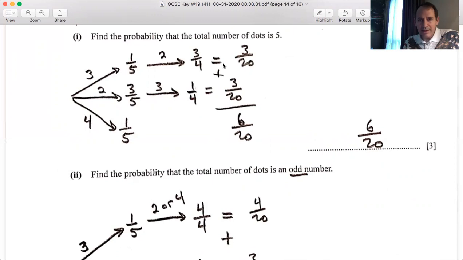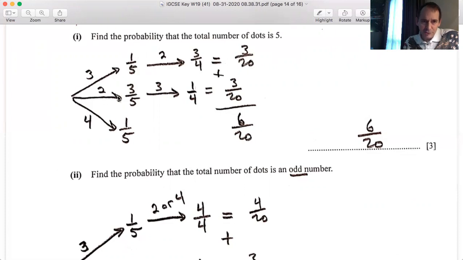Then we want a total number of 5 dots. So if you started with a 3-dot card, you would then have to go to a 2-dot to get a total of 5. And if you drew the 3-dot first, that means all 3 2-dots are still there, and now there's only 4 cards left because he doesn't put it back. And so 3 out of 4 times 1 out of 5 is 3 out of 20.